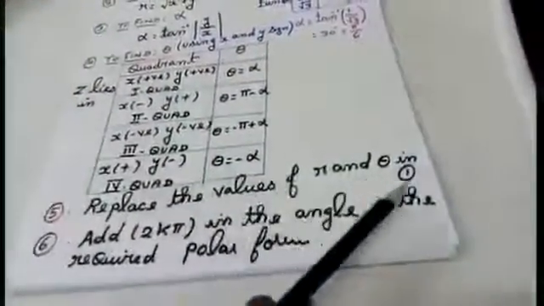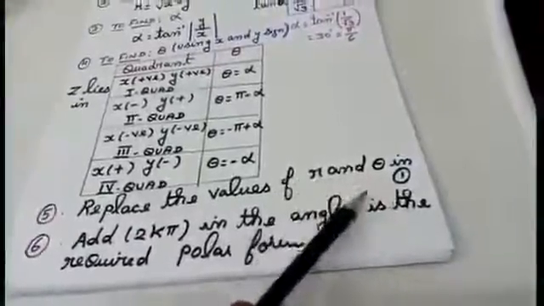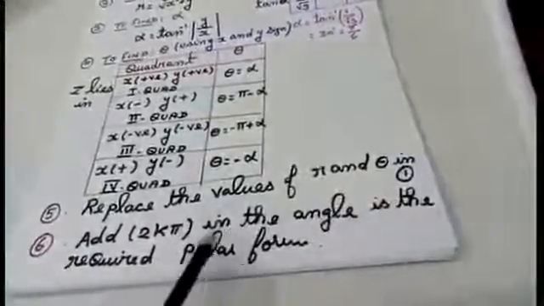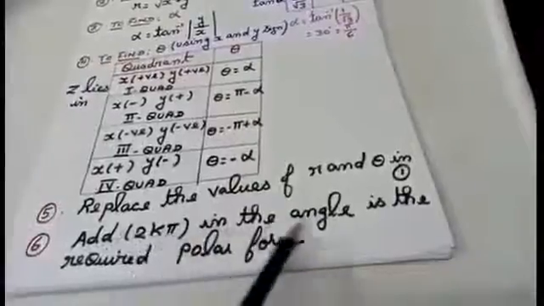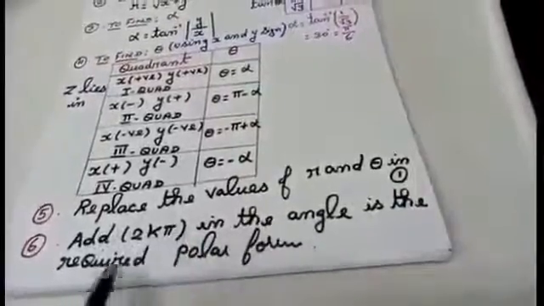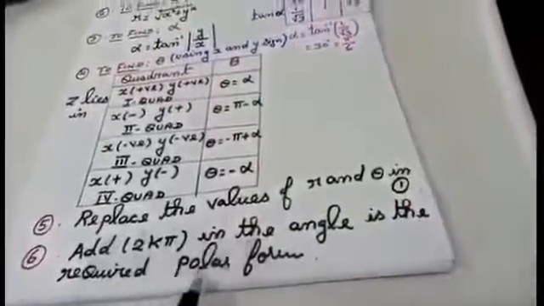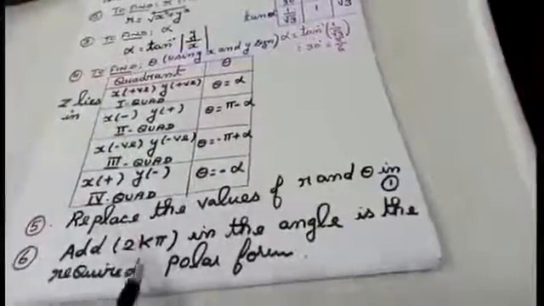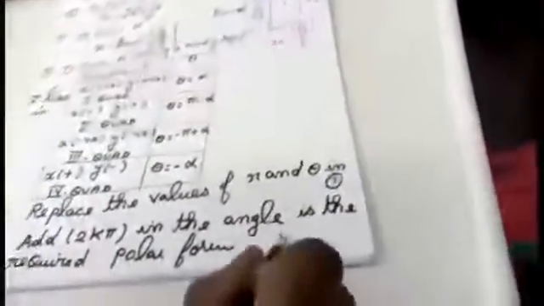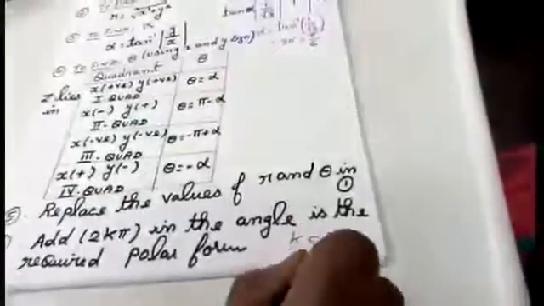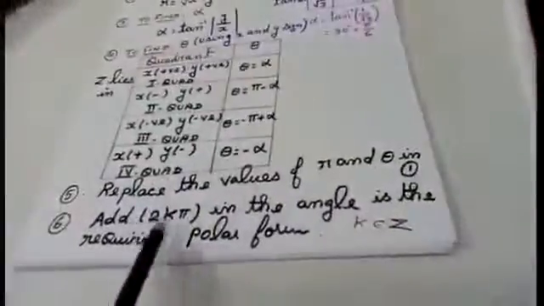Just the fifth step, I am replacing the values of r and theta in equation 1. After replacing, the last step is to add 2kπ in the angle, so I will get the required polar form. 2kπ, where k is a value which belongs to Z. So after adding 2kπ in the angle, I will get the required polar form.